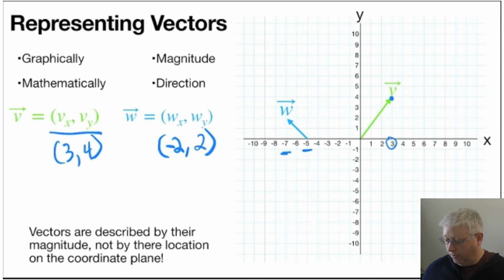All right, so we can simplify this, though, and we can make it the same if we were to move w over to the origin. So if I just move the arrow over here, right, now its position on the coordinate plane is the same as its magnitude. So you got to be careful with that. Now direction, we describe direction with reference to the x-axis.